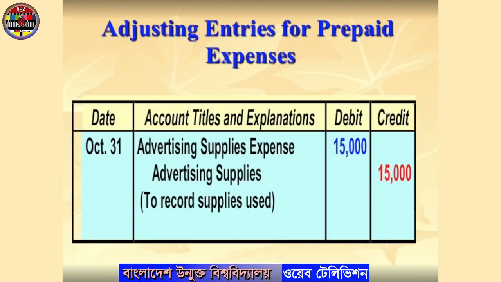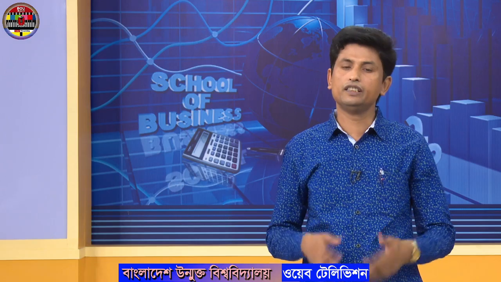For this, Nahid makes the adjusting entry as you see on the screen. Advertising supplies expense debit taka 15,000 and advertising supplies credit taka 15,000. This is due to the expiration or use of the asset supplies, and here the expense, or income statement account, is increased and debited, and the asset advertising supplies is decreased and credited.